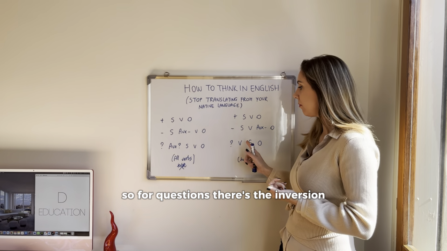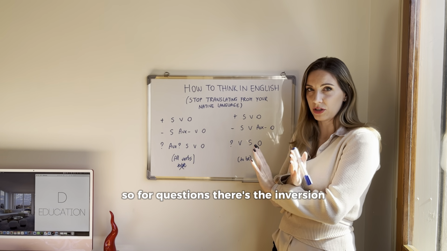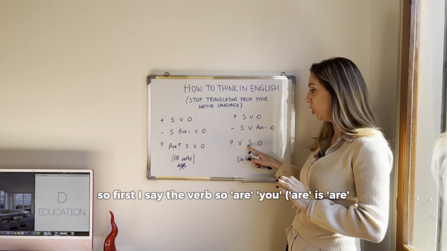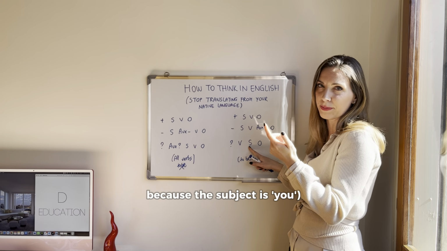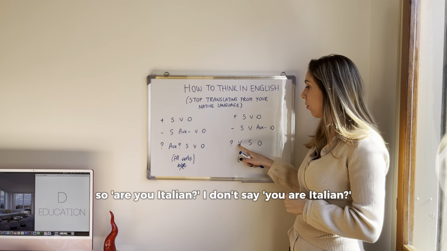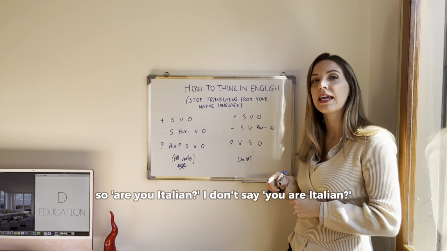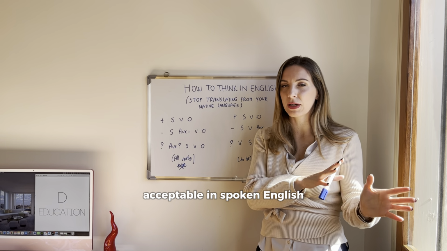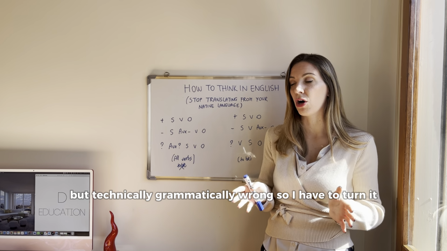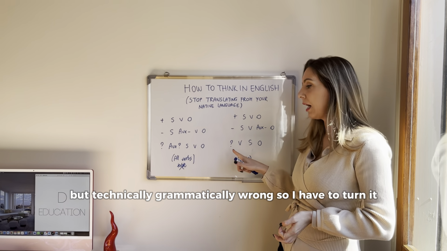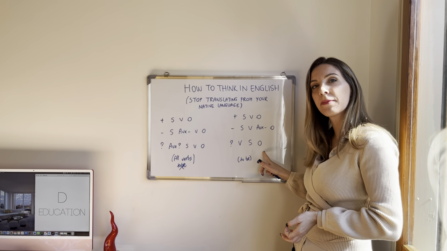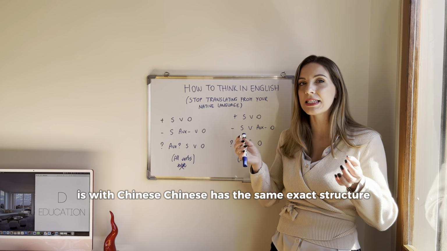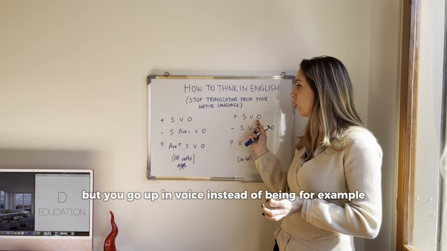So for questions, there's inversion. So first I say the verb. So "are you", are is are because the subject is you. So are you Italian? And don't say "you are Italian". That's wrong. Again, acceptable in spoken English, but technically grammatically wrong. So I have to turn it. Are you Italian? And I'm thinking the same, for example, is with Chinese. Chinese is the same exact structure, but you go up in voice.